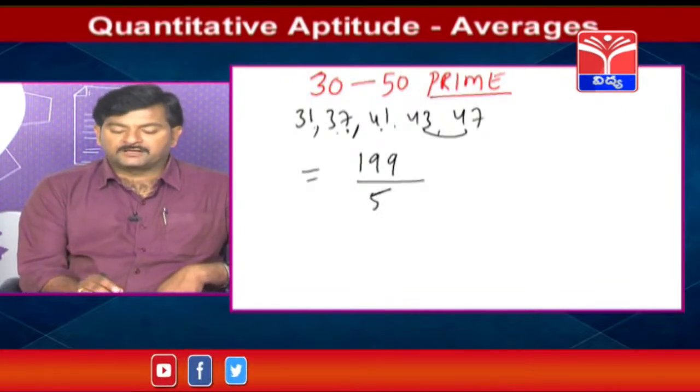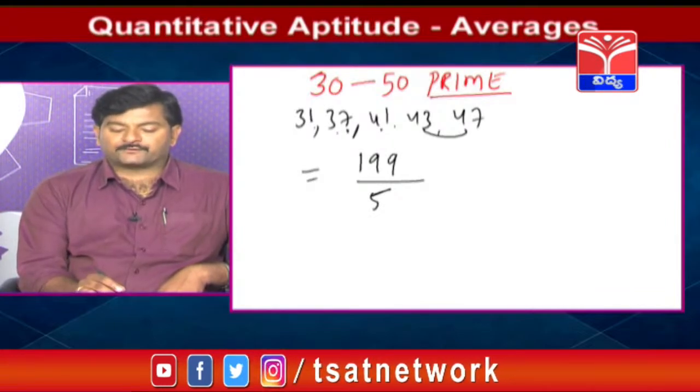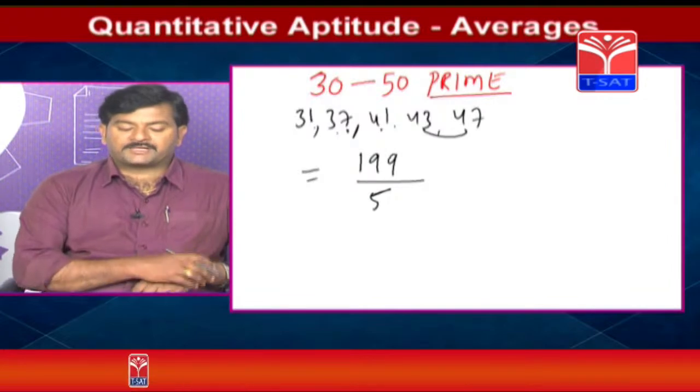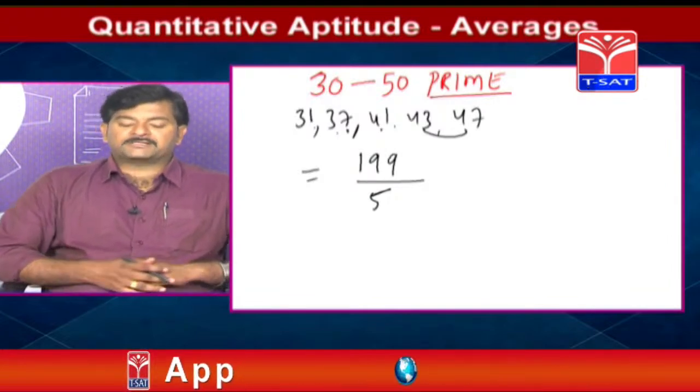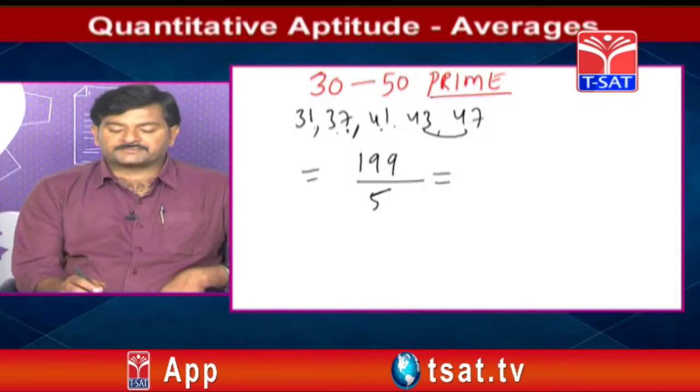If you want, we can add like this also. Obviously 199 divided by 5. So what are you getting if you simplify this?